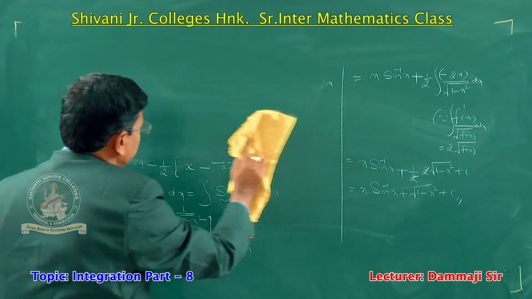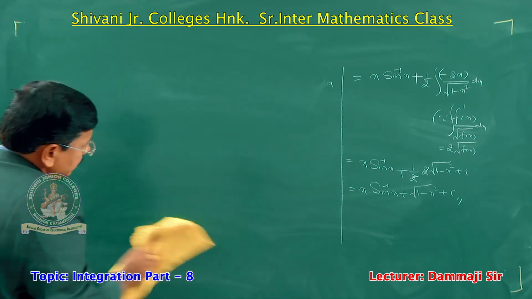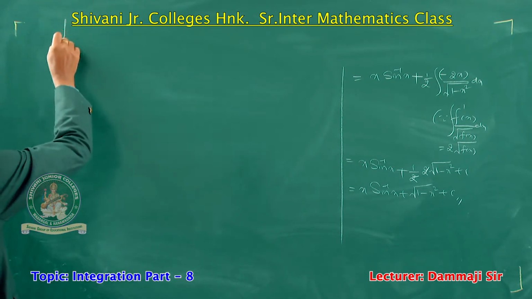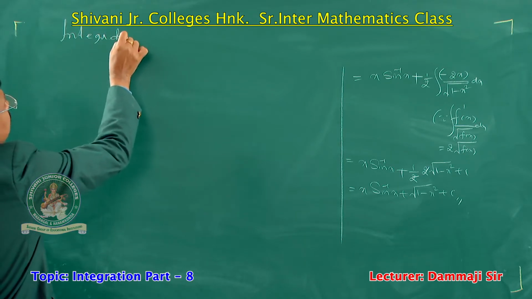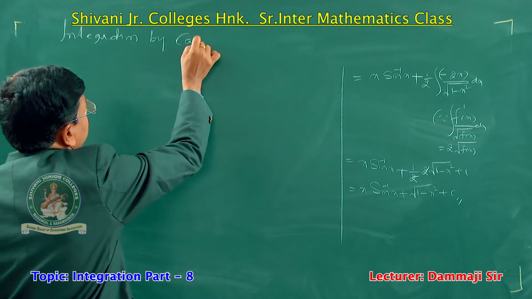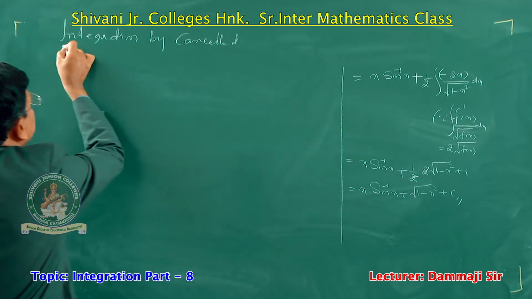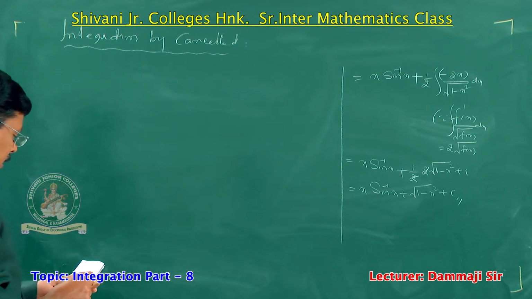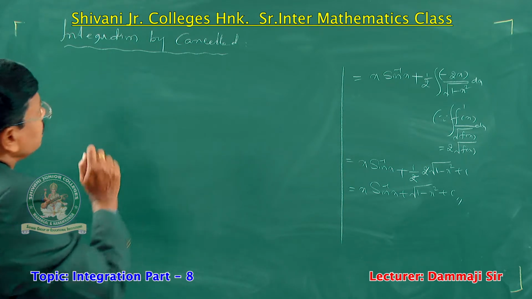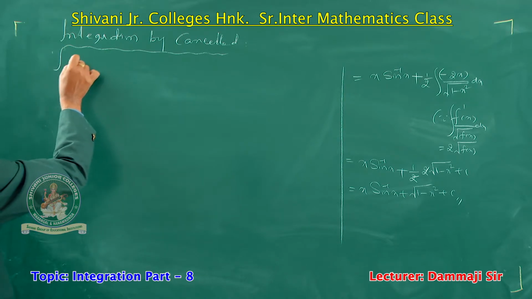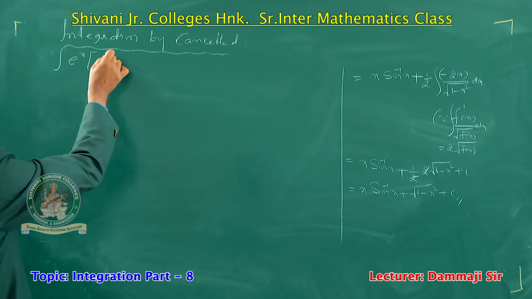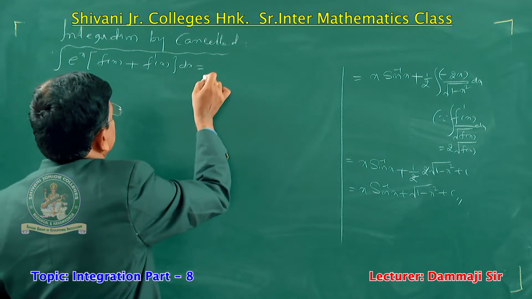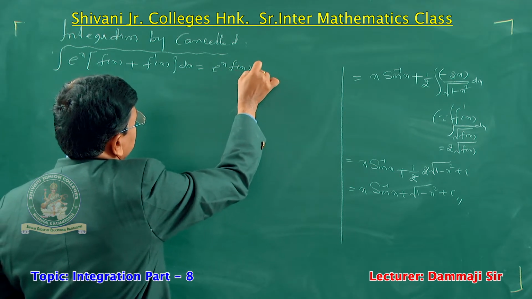So it is one method, using integration by parts or product rule. Next, there is another type of integration: integration by cancelling. It is one of the methods. It gives the result that the integral of e power x times f of x plus f dash of x dx is e power x into f of x plus c.